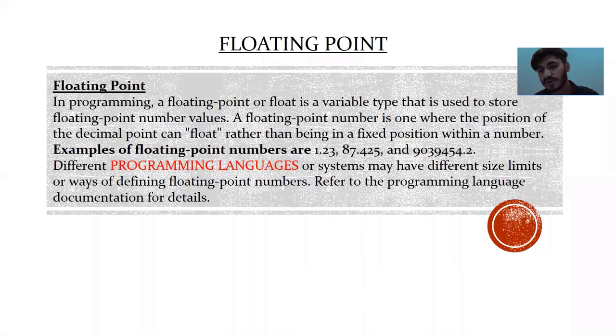Examples of floating point numbers are 1.23, 87.425 and 9039454.2. Different programming languages or systems may have different size limits or ways of defining floating point numbers. Refer to the programming language documentation for details.